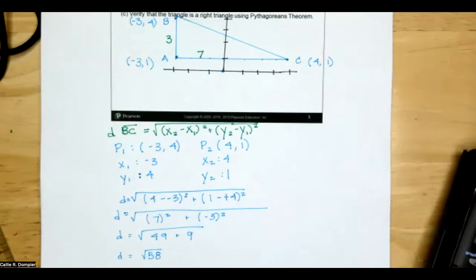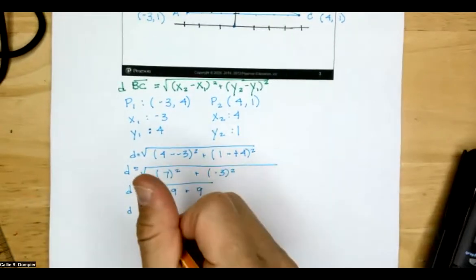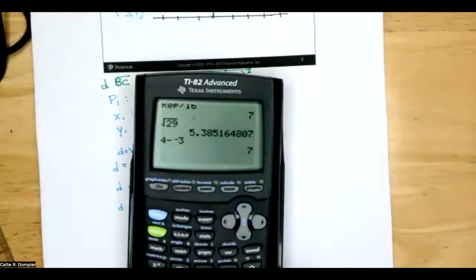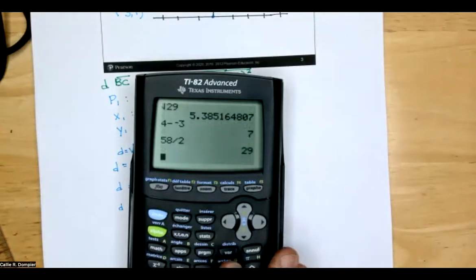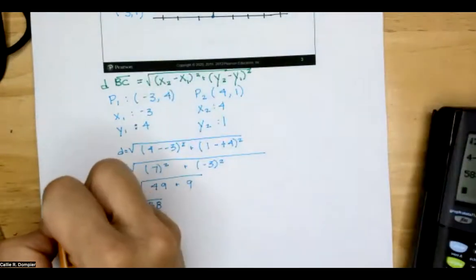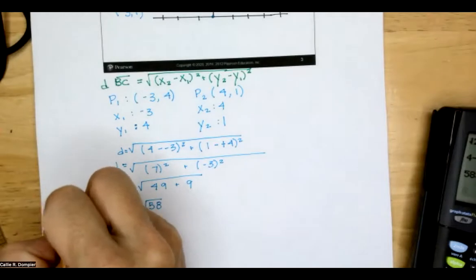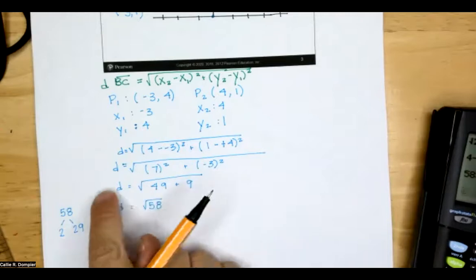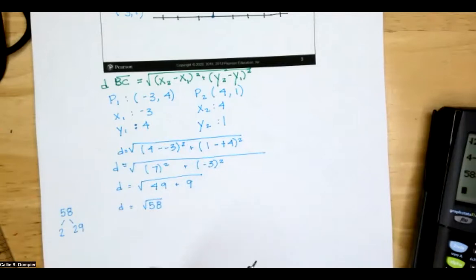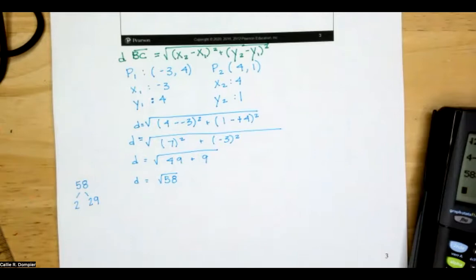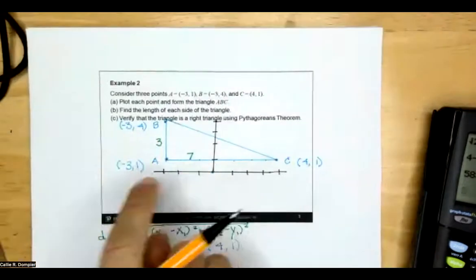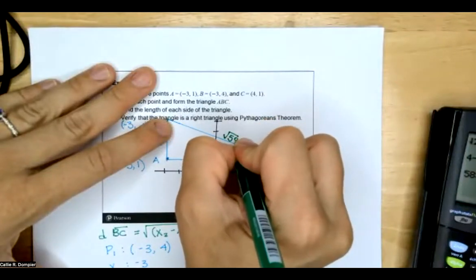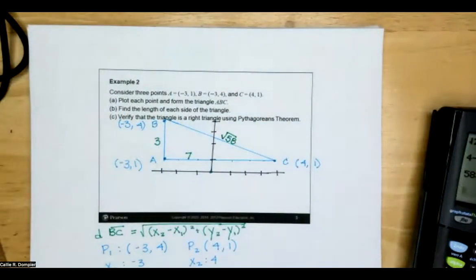Good. You could try to put it in simplest radical form, 58. It's an even number, right? So we can at least divide it by 2 and it becomes 29. So there is no way to factor 58 that would remove anything. It's in its simplest radical form right there. So we would say this is 3, this is 7, and we would just call this the square root of 58. Good.